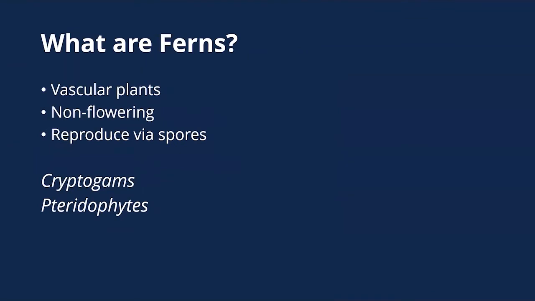So what are ferns? We know a fern when we see one, if you will, but let's figure out where they fit in the plant world. They are vascular plants, so they have xylem and phloem. They move materials that way, but they're non-flowering, so they don't produce flowers. Instead, they reproduce via spores, and that makes them a little different than a lot of the other plants.